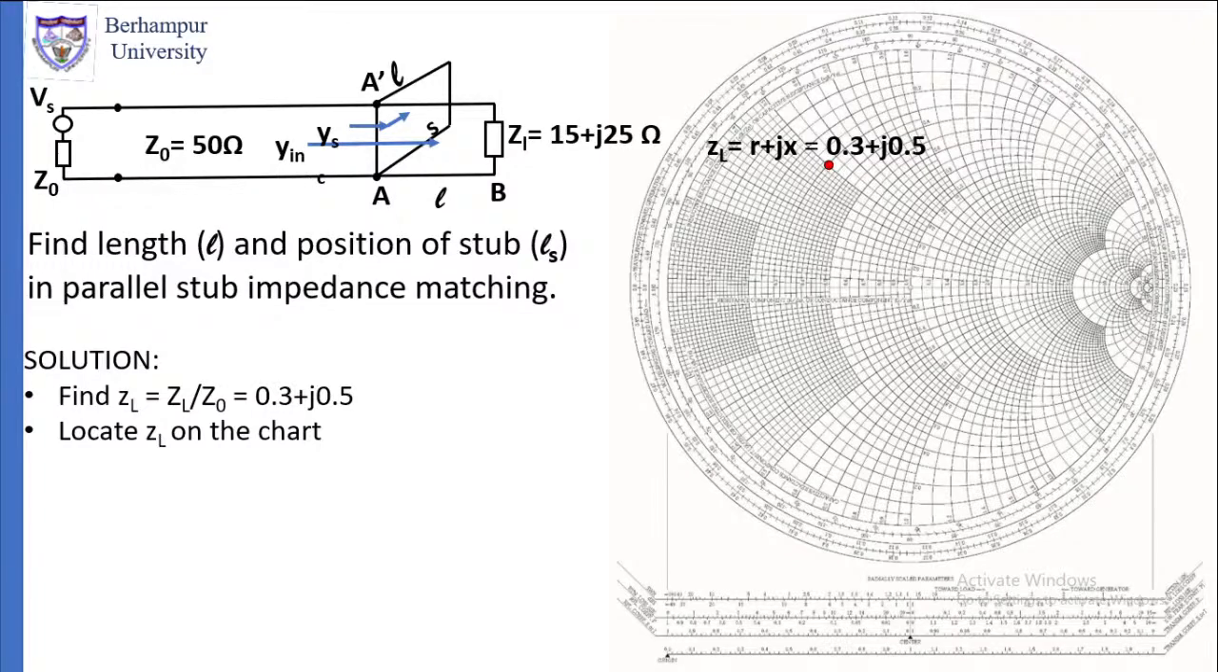Find ZL is equal to 0.3 plus J 0.5. Then locate ZL on the Smith chart. How will you locate ZL on the Smith chart? You can do that easily, very easy.